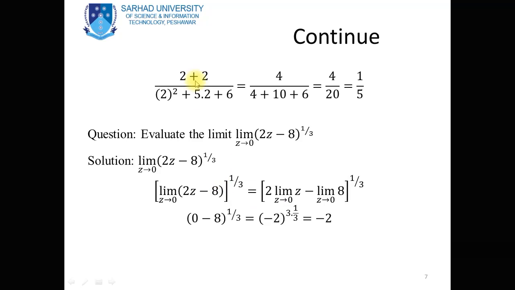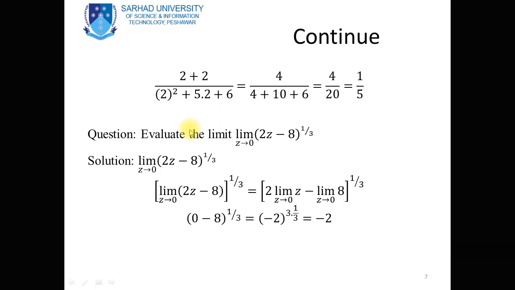Now you see over here, after putting y is equal to 2, 2 plus 2 divided by 2 square plus 5 times 2 plus 6. 2 plus 2 is 4, and 2 squared is 4, 2 fives are 10 plus 6, 6 plus 10 is 16, 16 plus 4 is 20, 4 by 20 means 1 over 5.